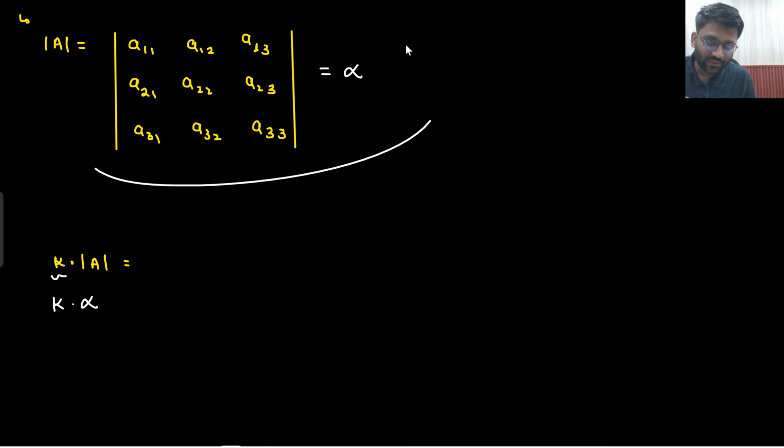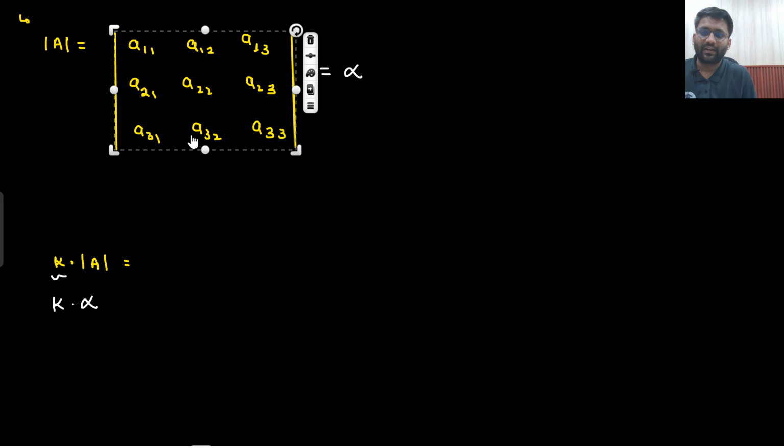So this will be a fixed value, no? Let's just say this value is alpha. So we are writing k dot alpha. So this fixed value is multiplied with the value of k. So how can I write down this particular determinant? This is how I can write down the determinant.